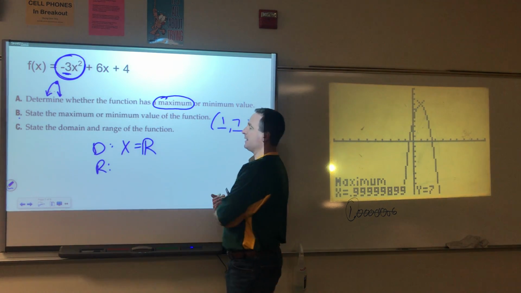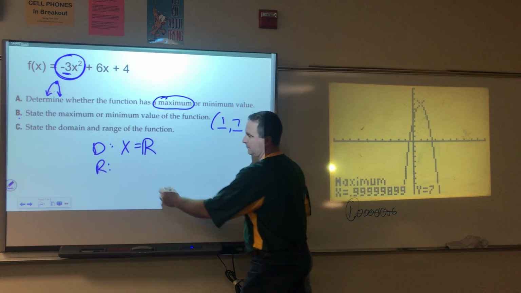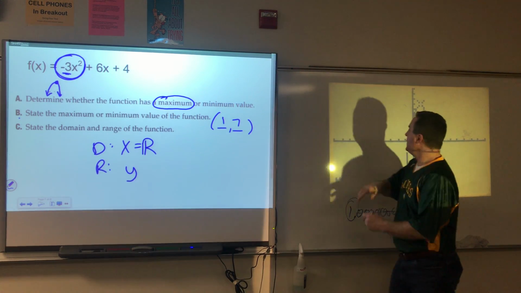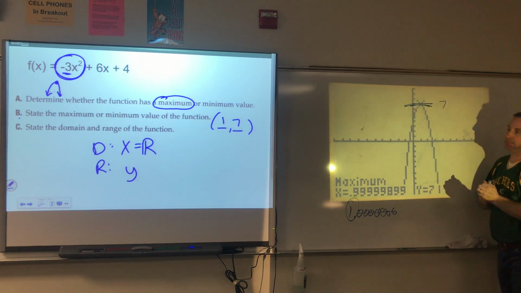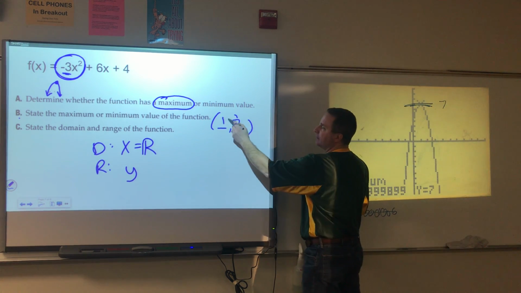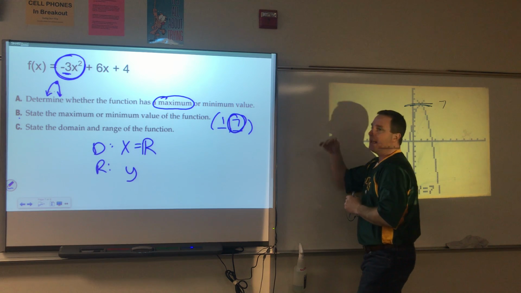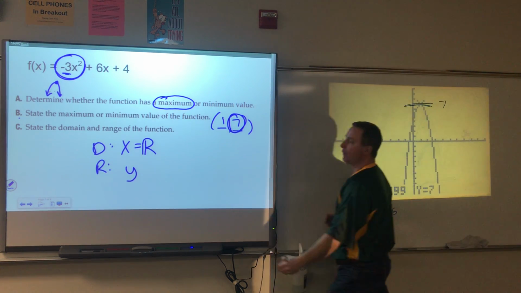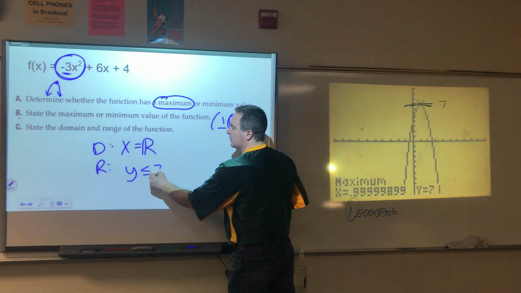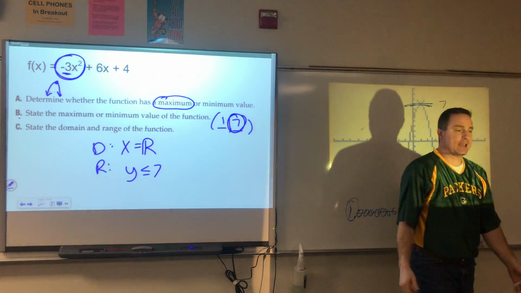The domain is x equals all real numbers. And what about the range? Again, the highest this graph goes was 7. Okay? The y coordinate, the highest that went was 7. And as you look here at the graph, the graph exists everywhere below 7. So all the y values are less than or equal to 7. Okay? So there we have it.